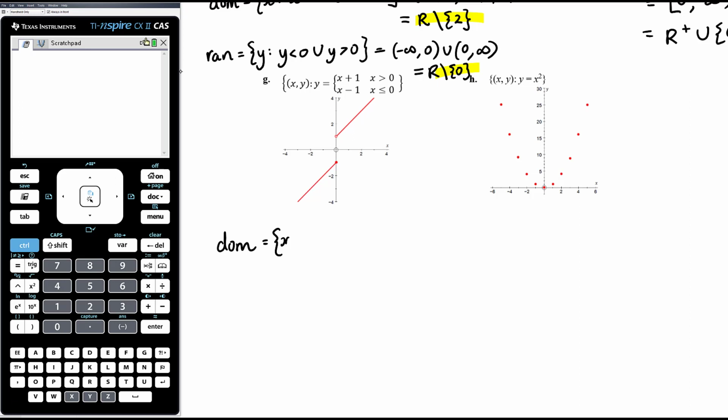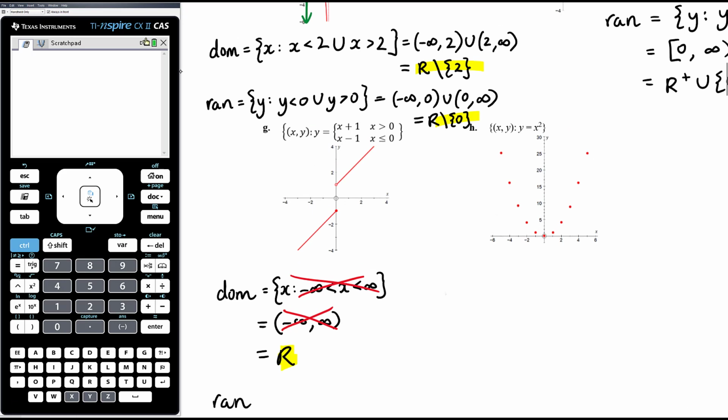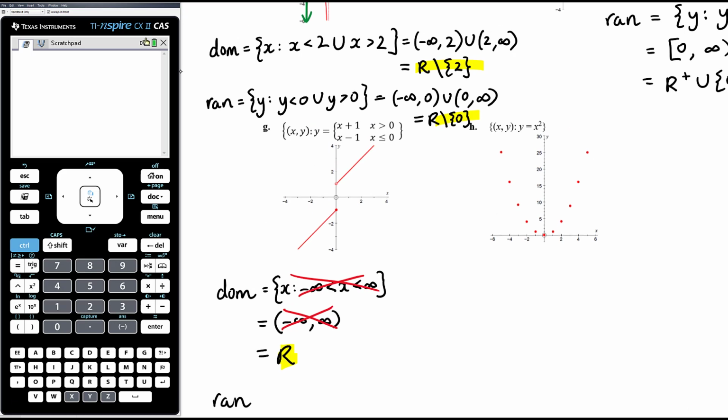Technically we could say it's all the x values where x is bigger than negative infinity and smaller than infinity, which is the same as saying it is the interval from negative infinity up to positive infinity, but we don't write any of those things. If we can write those things, we just write R. The domain is R.